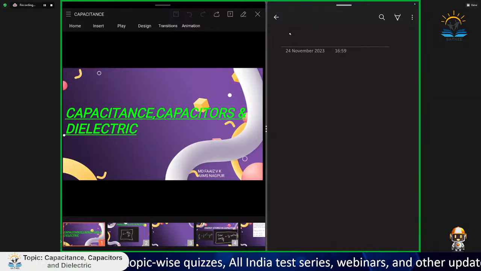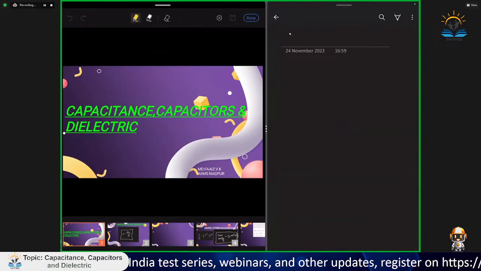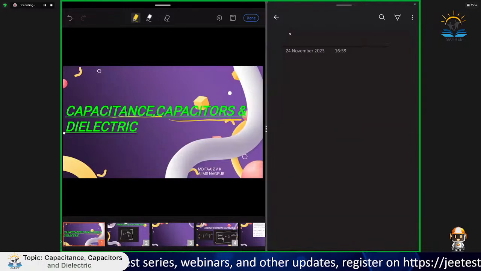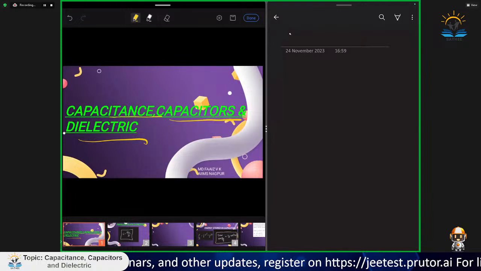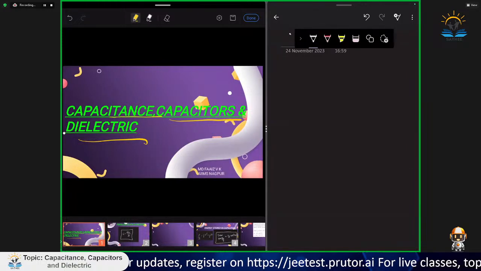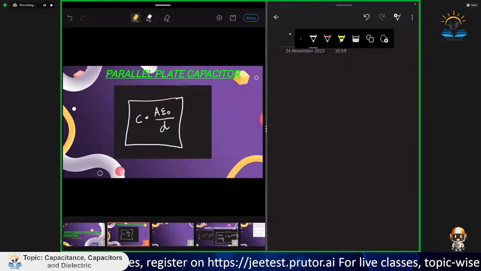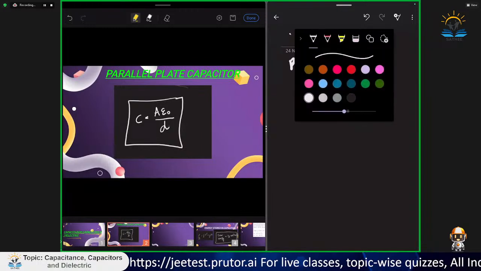So, our topic of discussion today is capacitance, then capacitors and dielectric. Okay, let's directly get into action. First, let's discuss what a parallel plate capacitor is.